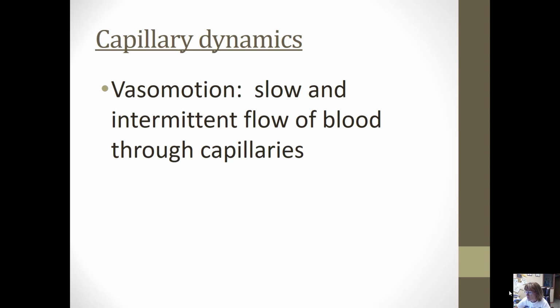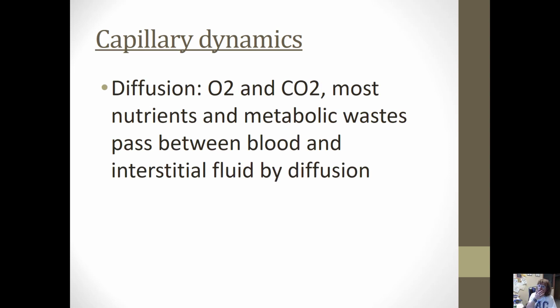Because of the precapillary sphincters, when we shunt blood, we close them and we shunt blood to other areas that need the blood at the moment. So you can see that the blood flow is very slow and intermittent through the capillaries. But we need that because the blood needs to be able to exchange things with the surrounding tissues, and it's going to do that by diffusion.